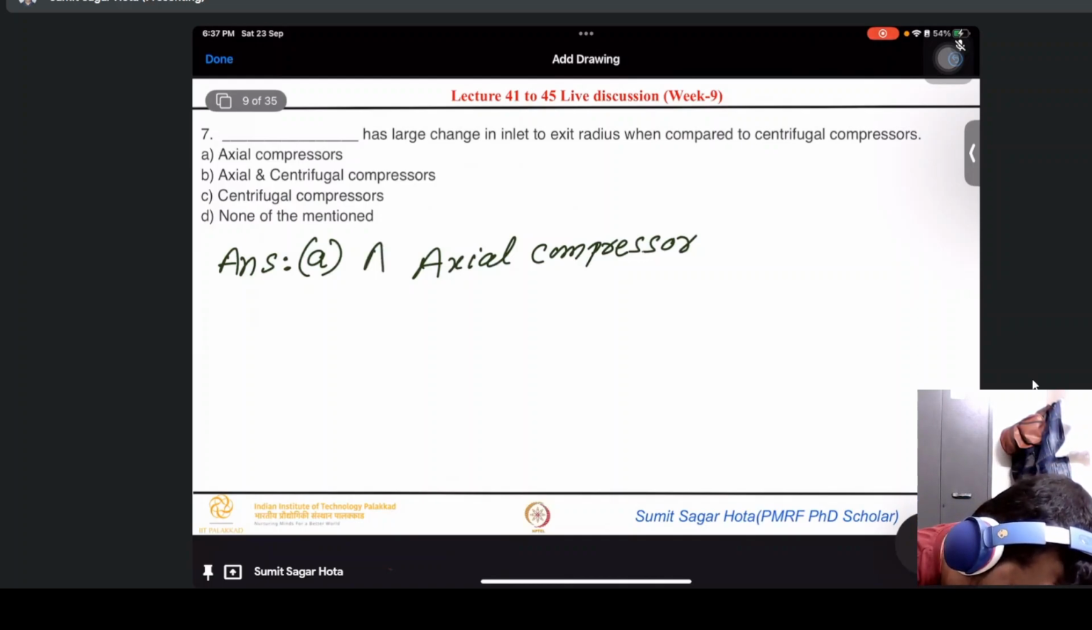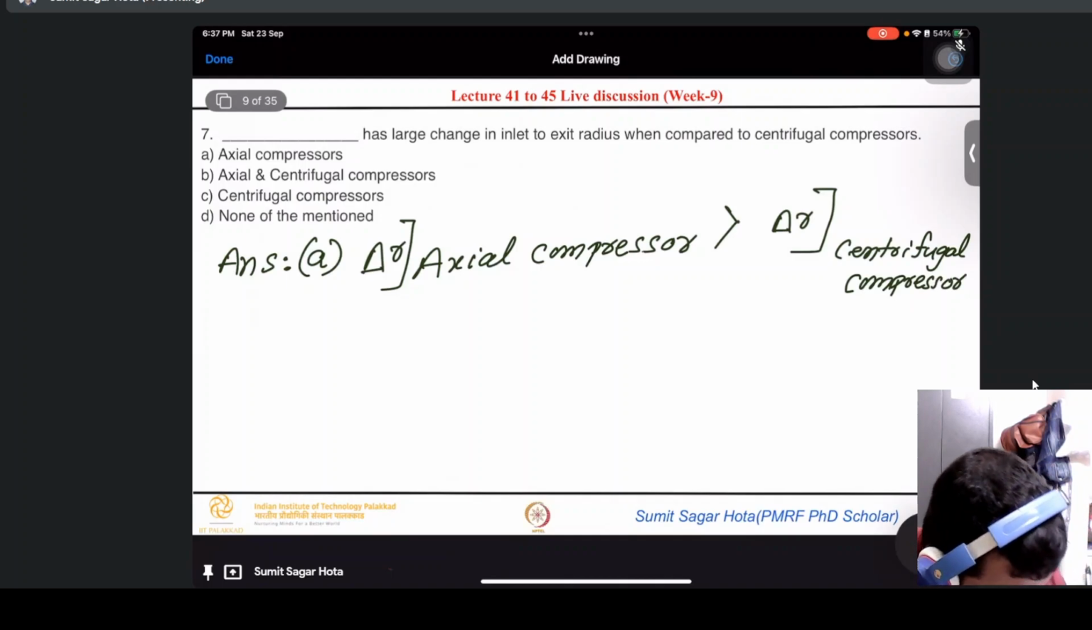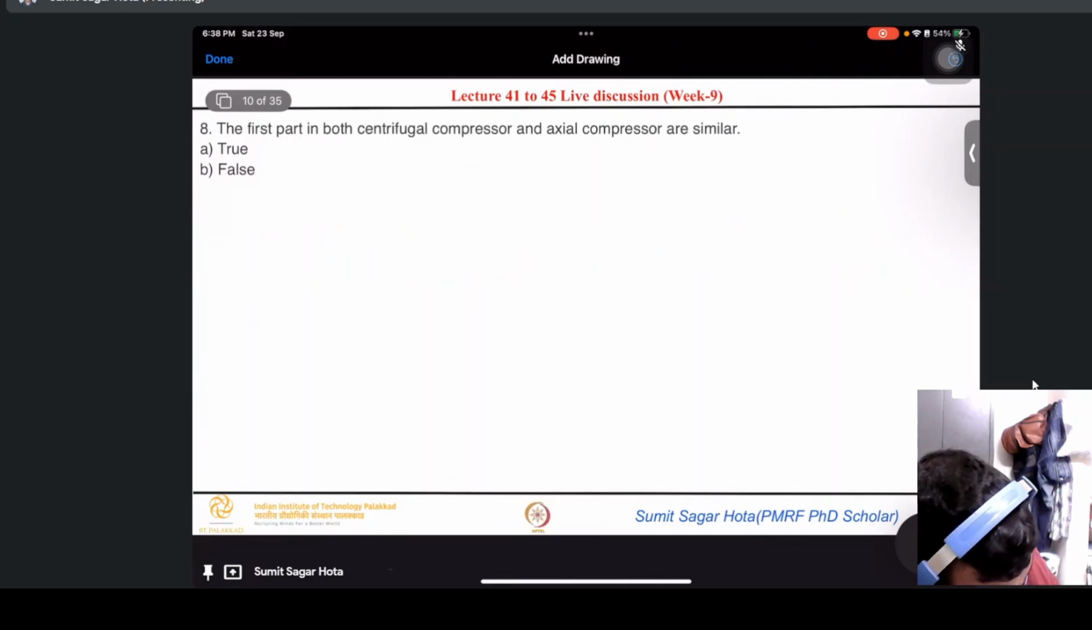So delta R of an axial compressor is greater than delta R of what? Centrifugal compressor. The first part in both centrifugal compressor and axial compressor is similar. Obviously, it is a true statement.